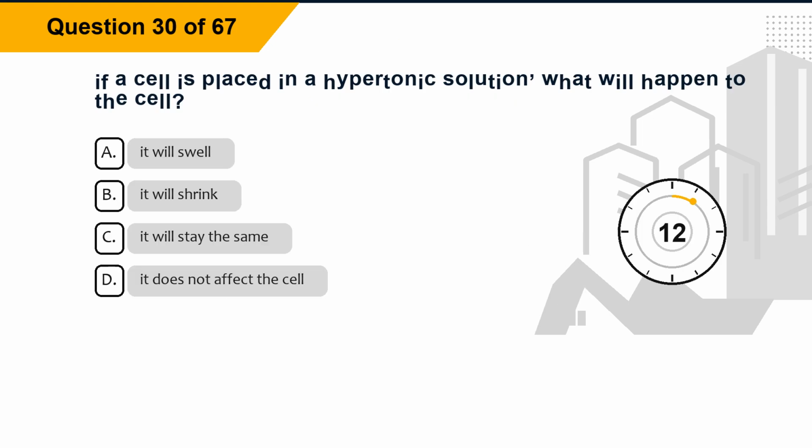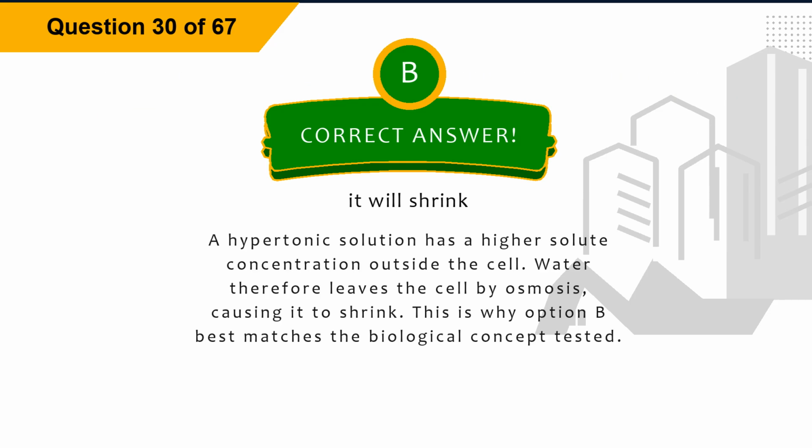Question 30. If a cell is placed in a hypertonic solution, what will happen to the cell? Option A, it will swell. Option B, it will shrink. Option C, it will stay the same. Option D, it does not affect the cell. The correct answer is option B, it will shrink.